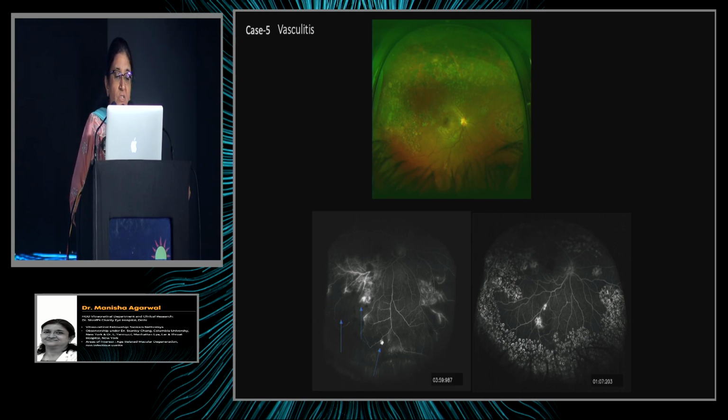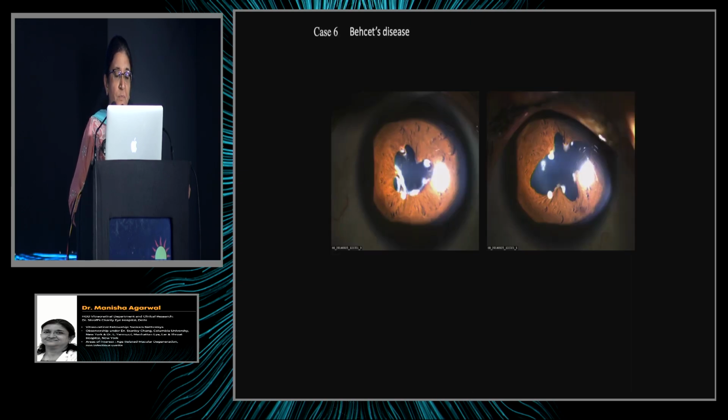This is another patient. I think the RIC also showed this image, a patient of vasculitis, and you can get some excellent information regarding the retinal periphery, including the capillary non-perfusion areas, active neovascularization, and active vasculitis. And you can very well then do a targeted laser photocoagulation, managing these types of patients.